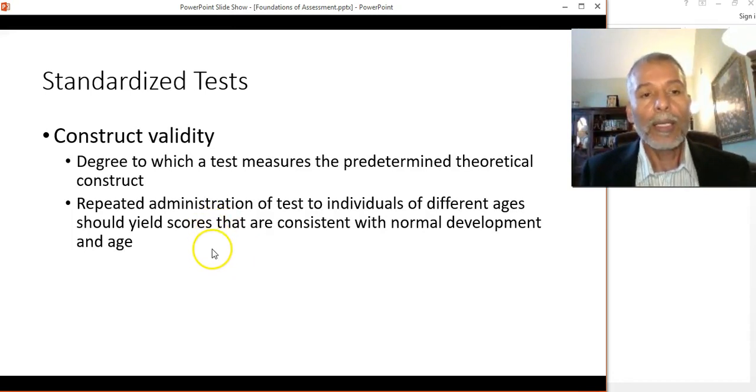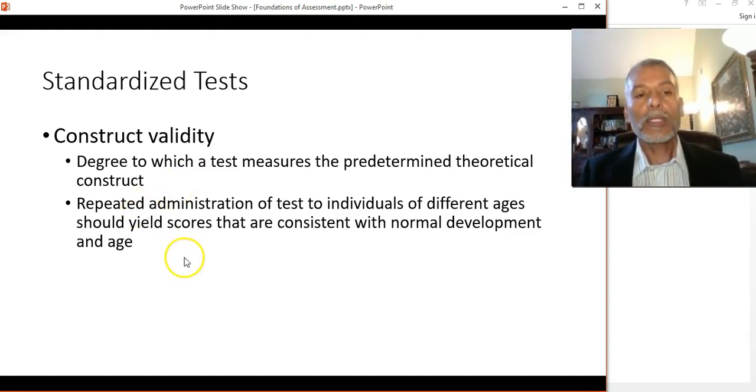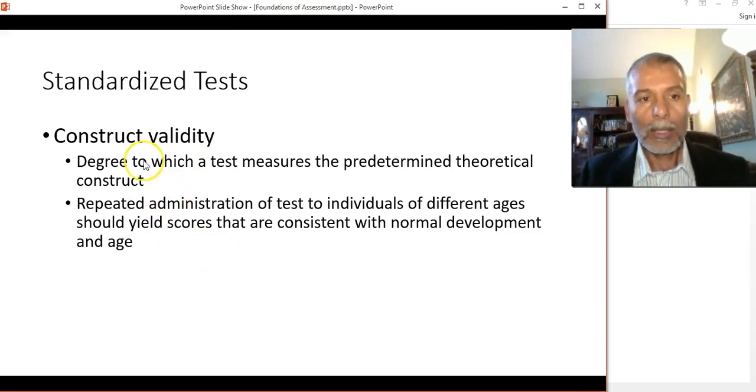Construct validity is the degree to which a test measures the predetermined theoretical construct. For example, that needs expertise. It needs research. If we speak about language testing, you get research that over the years showed us what level everyone should have at a particular age. What skills should we have between 18 months and 2 years? So it gives you different levels, and based on that, the test should be consistent with the research, in other words.